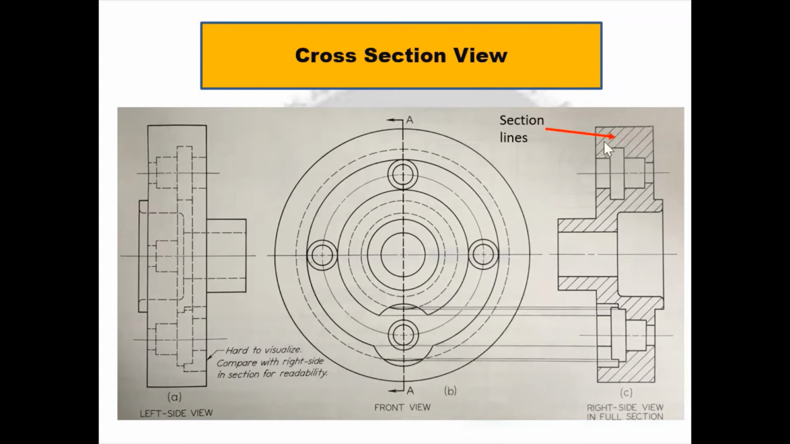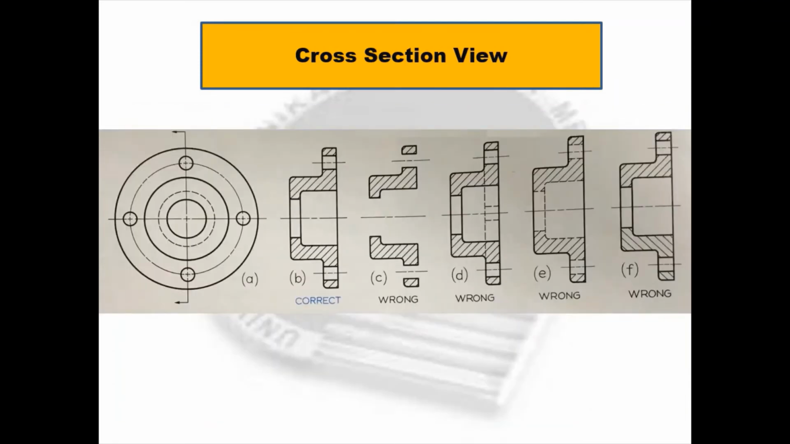Section lines indicate a cutting area which is solid, while the area without pattern shows an open section or holes. A cross-section view of an object must be drawn correctly, otherwise it will give false interpretation of the actual shape.